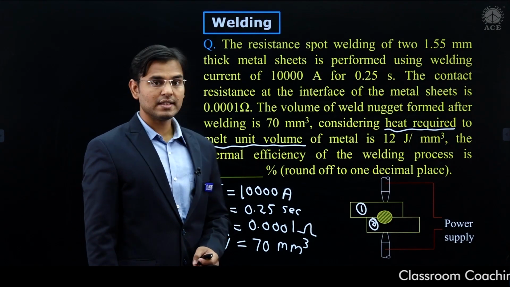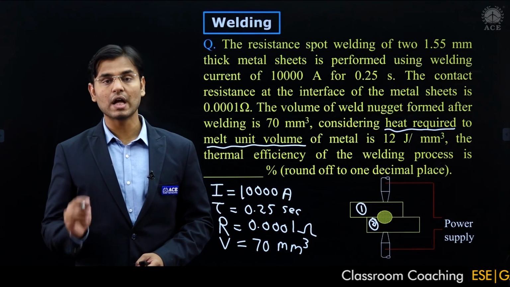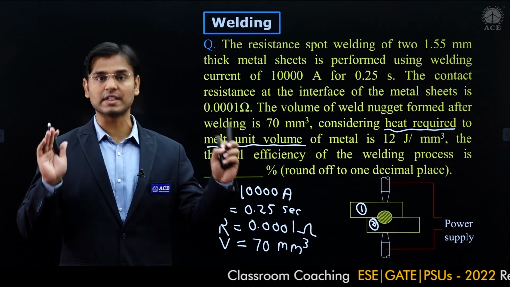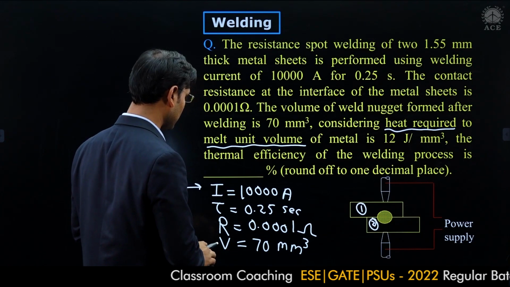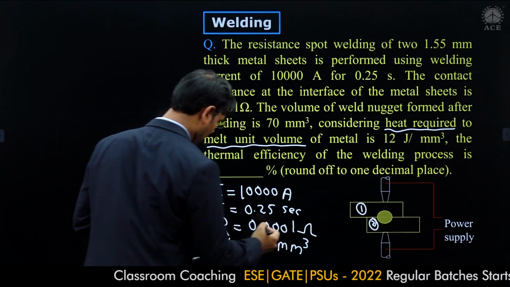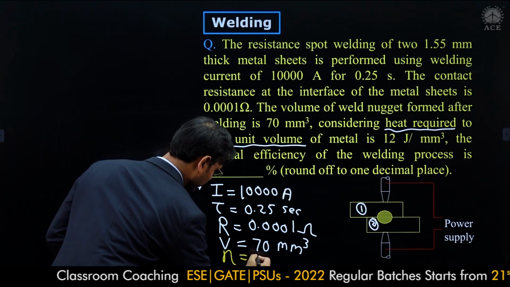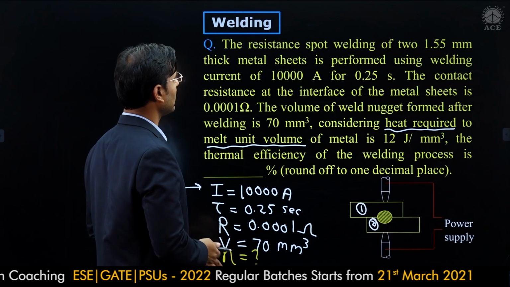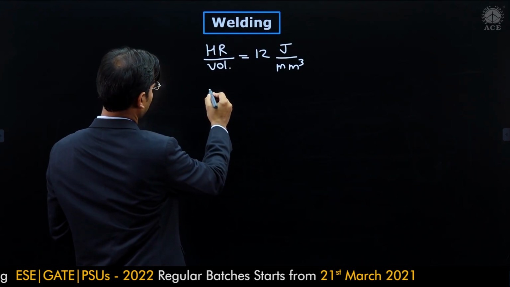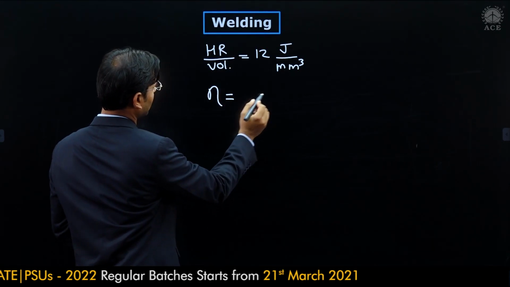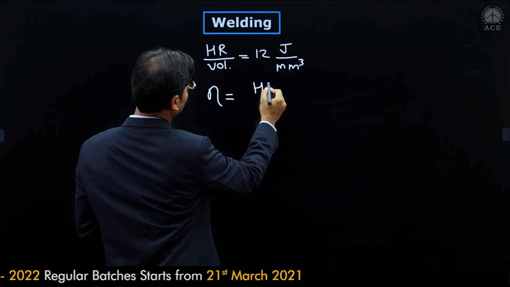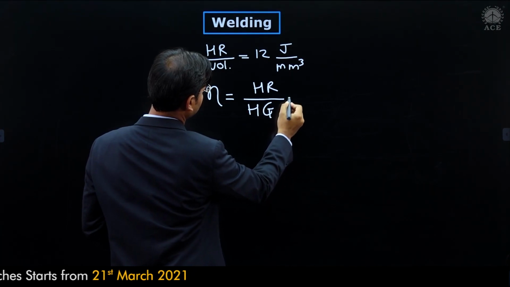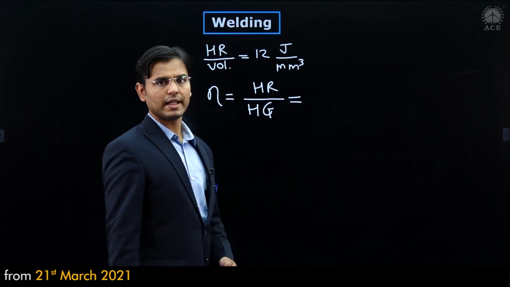The thermal efficiency of welding processes: we have to calculate the thermal efficiency of this resistance spot welding process. In this question, we have to calculate efficiency, right? I want to write the formula of efficiency here. Efficiency is equal to heat required divided by heat generated.